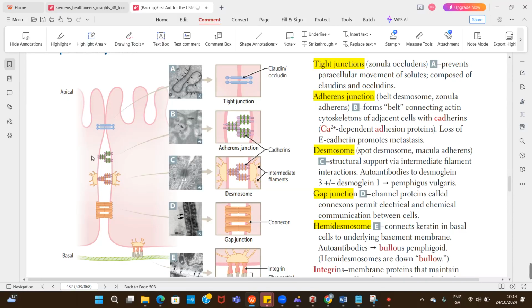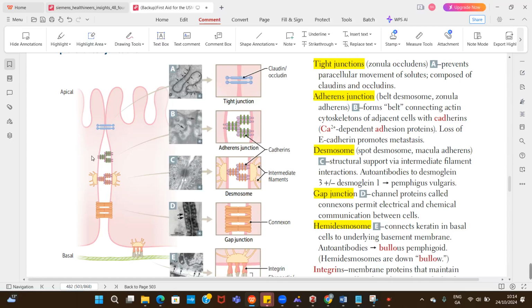And what is the protein involved? This is not occludin, this is not claudin, but what? Cadherin, which is a calcium-dependent adhesion protein. Now, there's a clinical significance to this protein, and we are going to talk more about it when we start the principles of pathology.